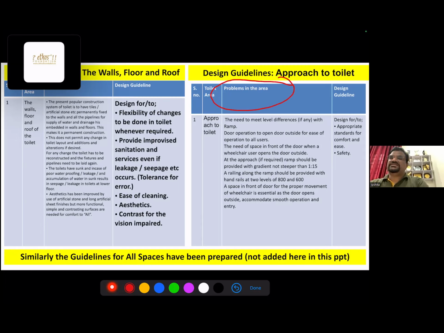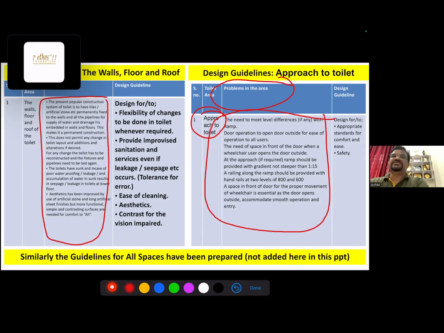When you see this table which has been prepared for the guidelines, it is the toilet area and the protocol area which I had specified, in which the people did their activity and then commented on whatever problems they were facing. So the problems are listed first, and with respect to the problems, the design guidelines have been framed. Now, using these guidelines, anyone can design toilets which are accessible. This is what was intended, and similarly, guidelines have been prepared for every space.